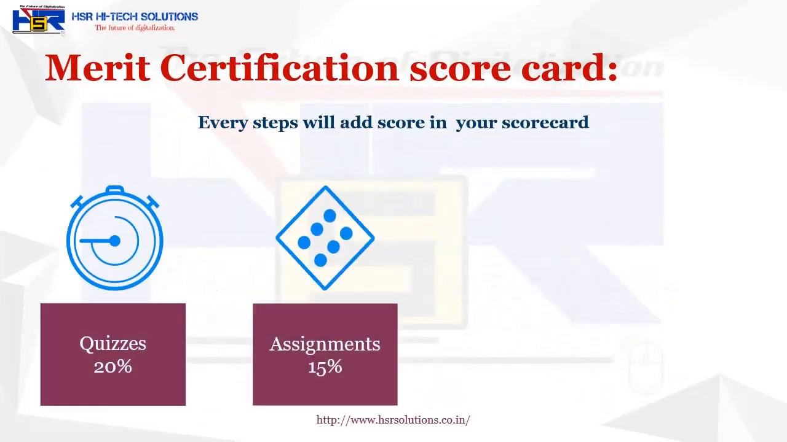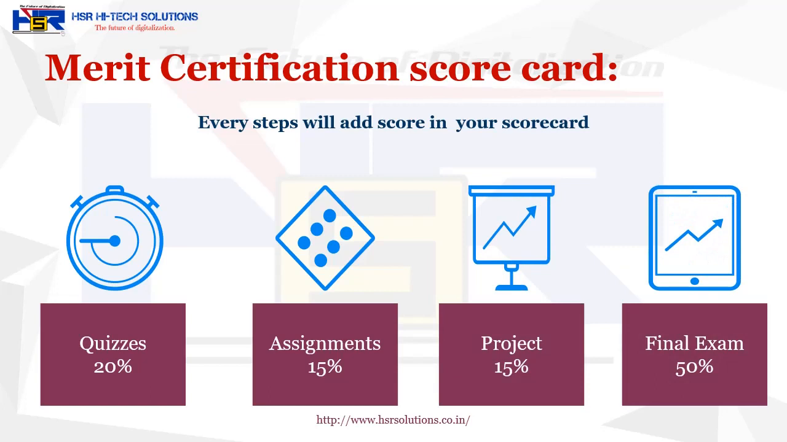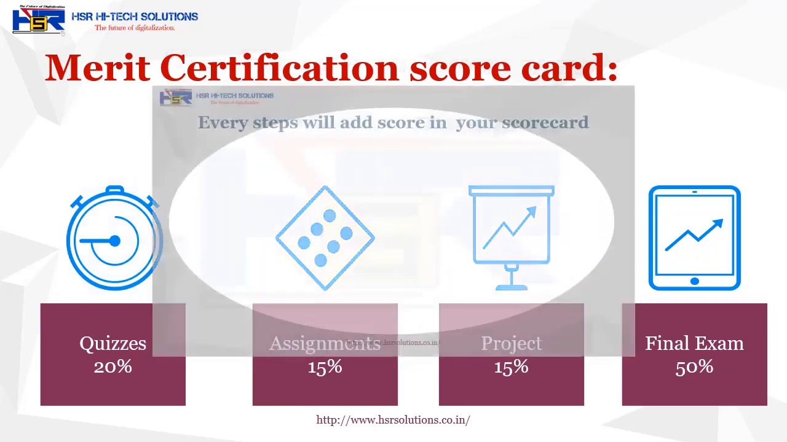There must be a question in your mind about how the scorecard will be prepared. So focus on my words. Your quizzes weightage will be 20%, assignment weightage will be 15%, project weightage will be 15%, and the final exam weightage will be 50%, which means every step will add a score to your scorecard. So don't miss any quizzes, assignments, project, or final exam. You will get daily quizzes and assignments after each module and a project after the completion of the training. The final exam will be taken on 19th April 2020.